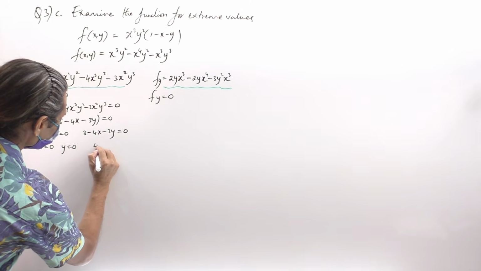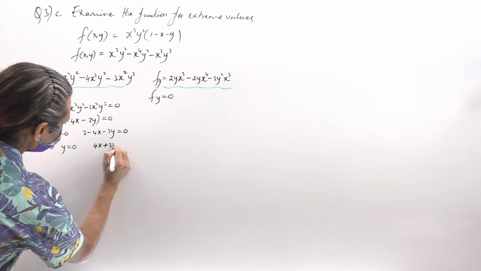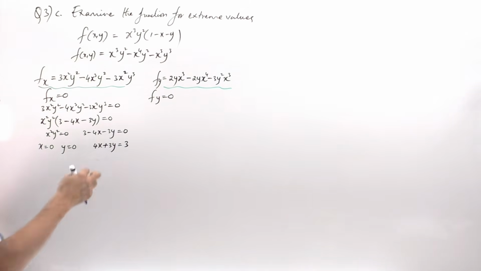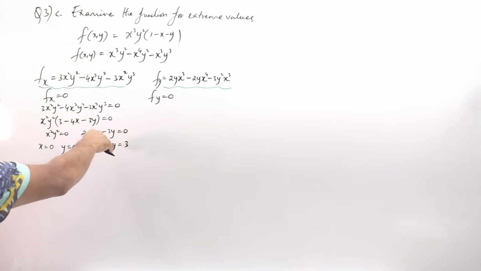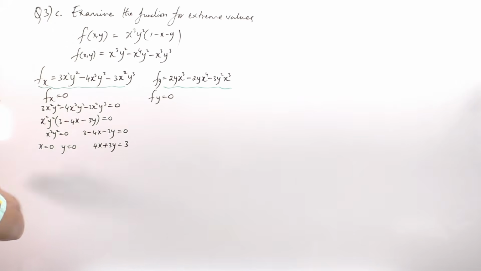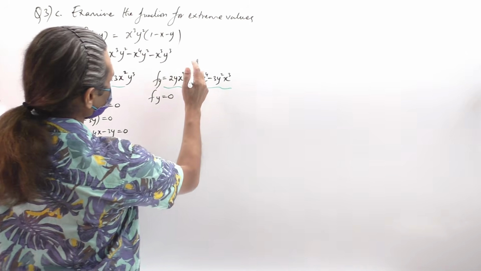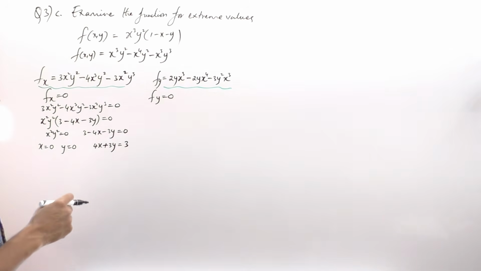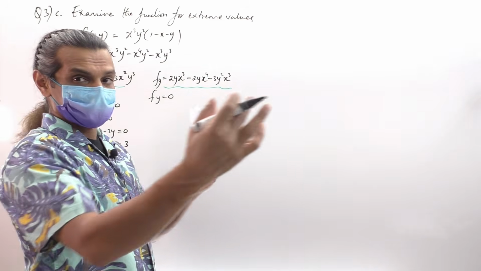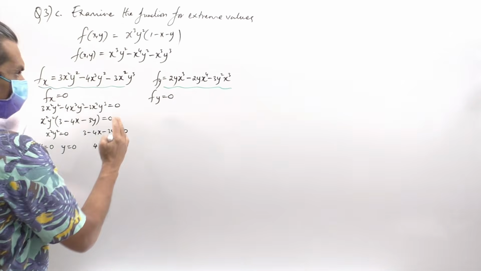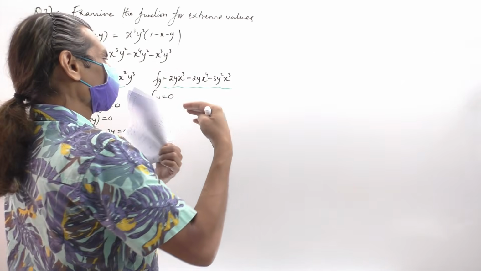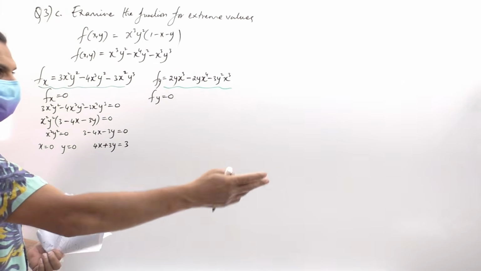3 minus 4x minus 3y will be 4x plus 3y is equal to 3. Am I right? Because minus 4x minus 3y is equal to minus 3. So we get 4x plus 3y is equal to 3. Okay, we obtain this solution from it. Now we need to find the stationary points, which means we need to find the ordered pairs. We cannot find them from one equation. We have to solve these together.